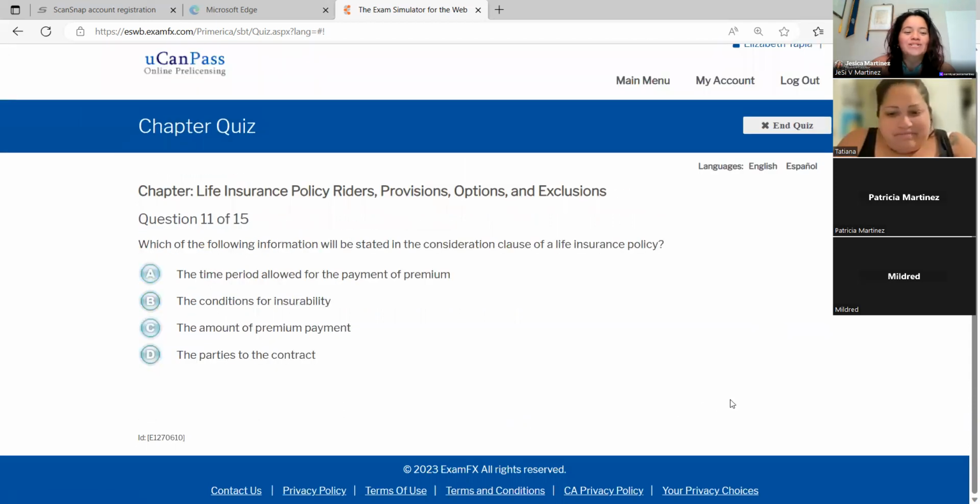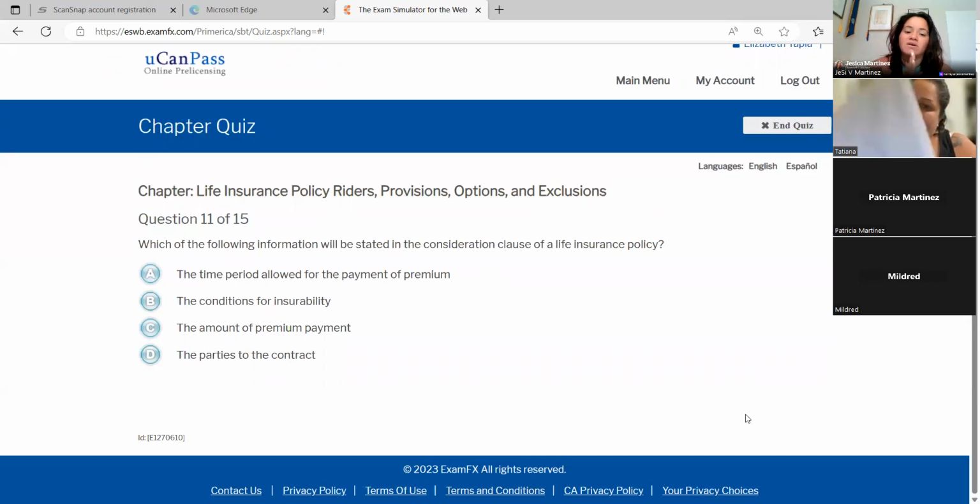Question 11. Which of the following information will be stated in the consideration clause of a life insurance policy? A, the time period allowed for the payment of the premium. B, the conditions of insurability. C, the amount of premium payment. D, the parties to the contract.